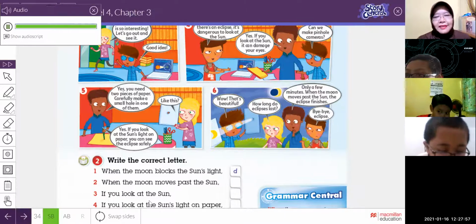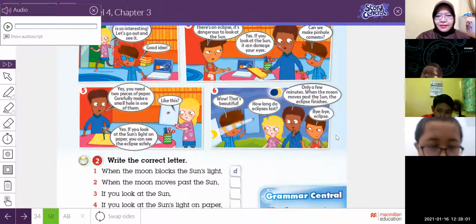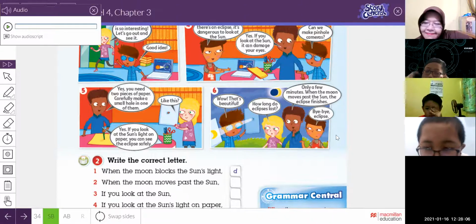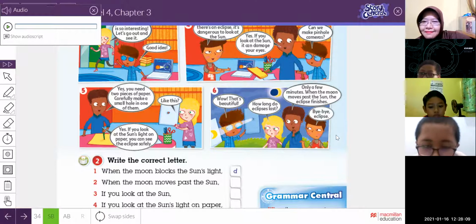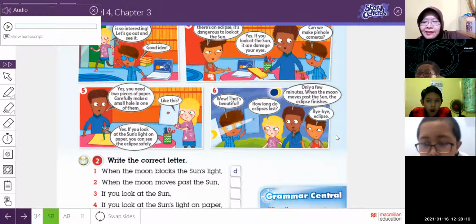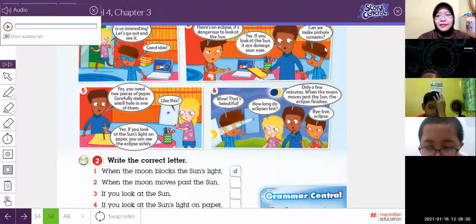Bye-bye, eclipse. Hey, guys, can you look at the solar eclipse with your eyes? No. Why not? Because it's dangerous. There you go. What can it do to your eyes? Damage. It makes damage to your eyes. You can be blind because of that.